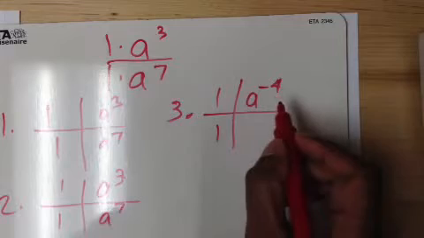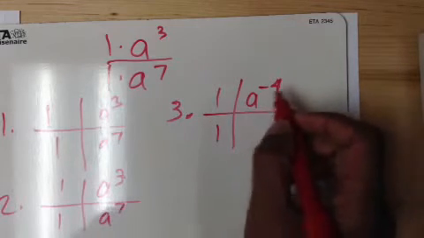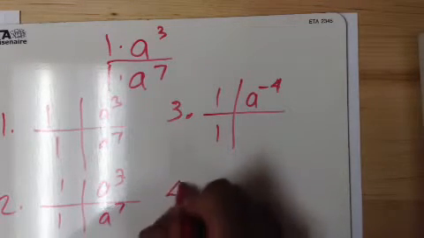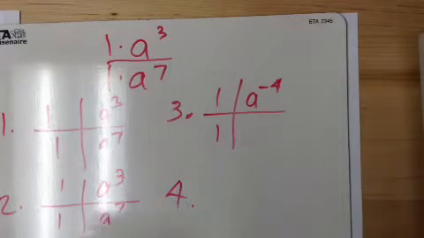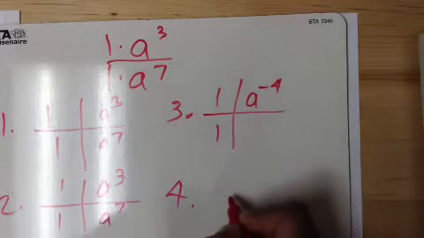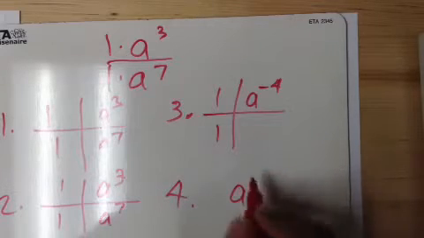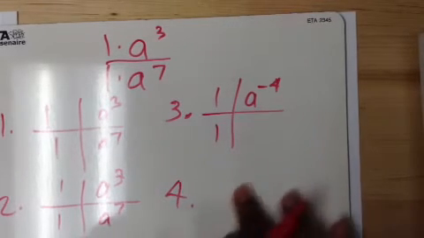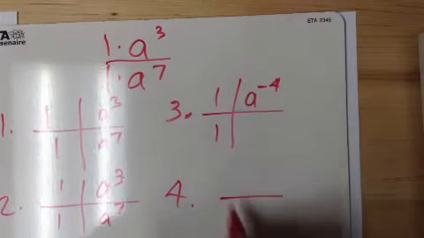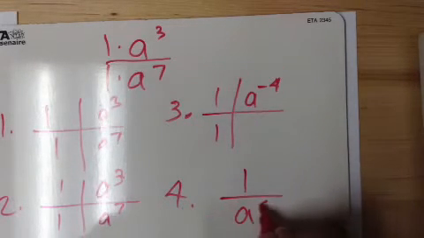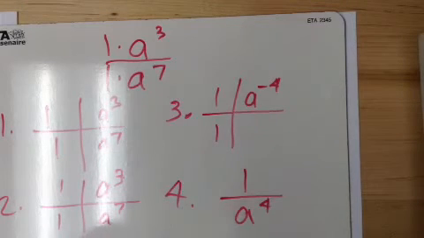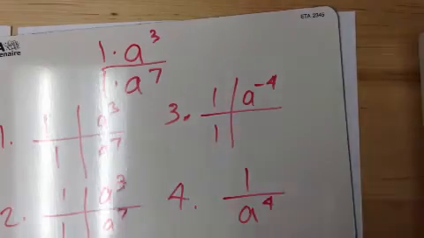Finally, because my numerator has a negative 4th, I need to follow step 4, which says make exponents positive by following rule number 5. So I will have my fraction where 1 is my numerator, a is my denominator, and now my power is positive 4 and not negative 4. We have 2 more examples to follow.